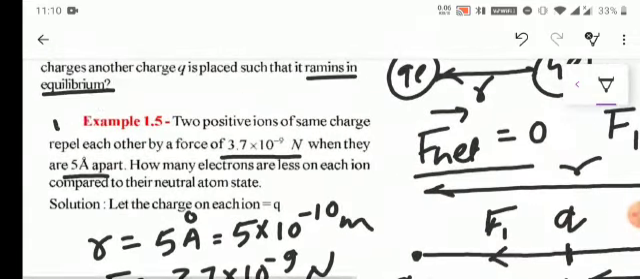Example number 1.5 is homework. Please find the number of electrons. Okay, got it. So Coulomb's law is clear.